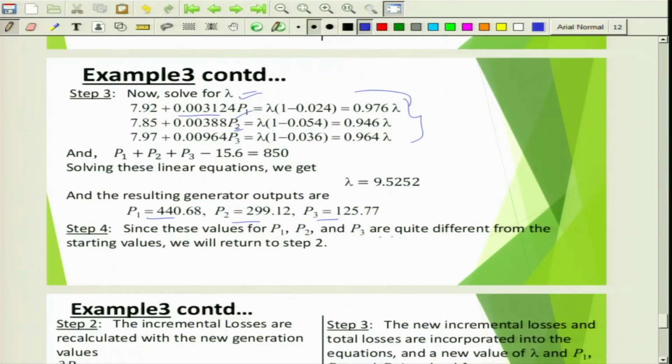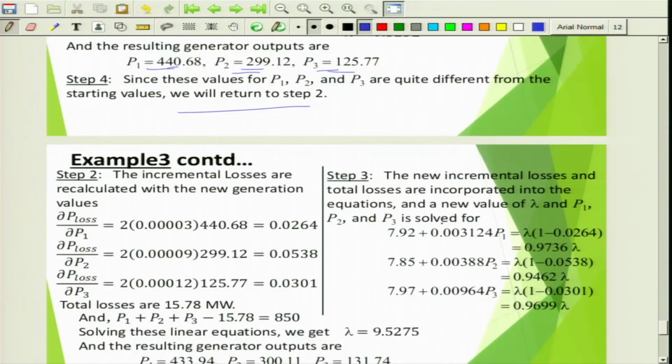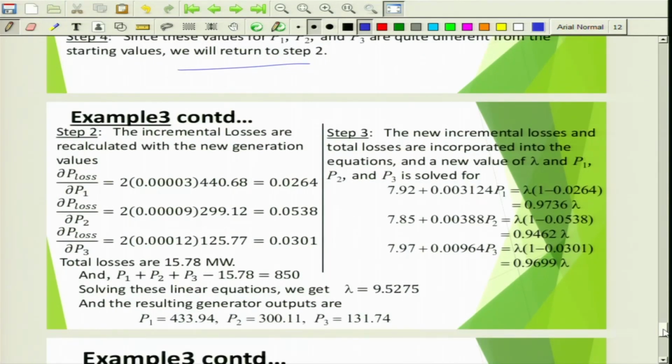Since these values for P1, P2, P3 are quite different from the starting values, we will return to step number 2. Now you consider these as the values for the next iteration and obtain lambda, and then again P1, P2, P3, the same procedure will follow. You obtain incremental loss for individual generators, then obtain the total losses, right? And then step number 3 is the new incremental loss. Then you obtain the lambda, and then again you come back and find out P1, P2, P3.